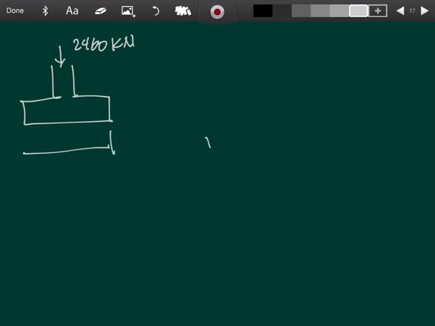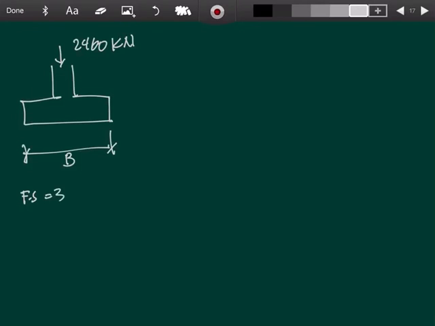Class, we have a square footing that has a load of, let's say, 2,400 kilonewton. We're going to determine the width of our square footing. We're going to use Terzaghi para mas madali, and we're going to have a factor of safety of 3.